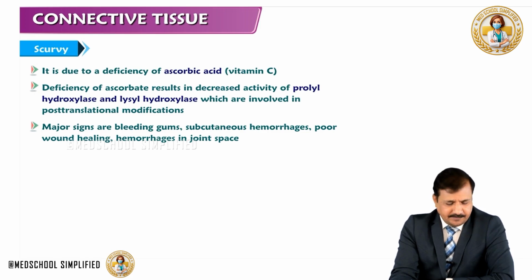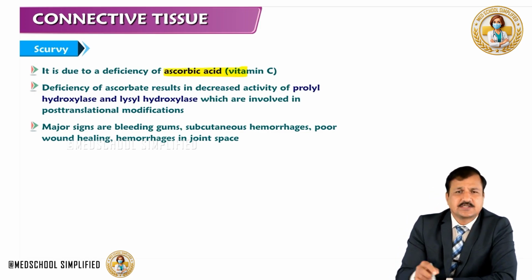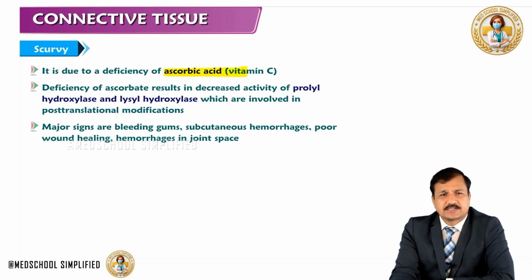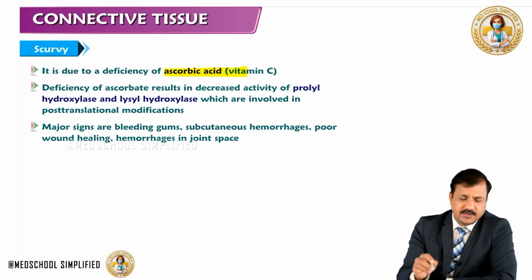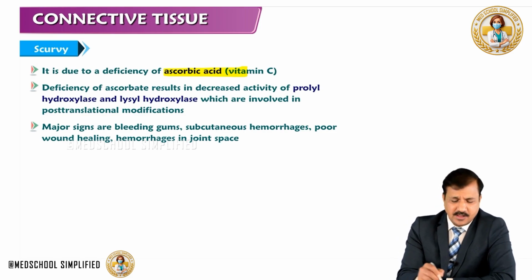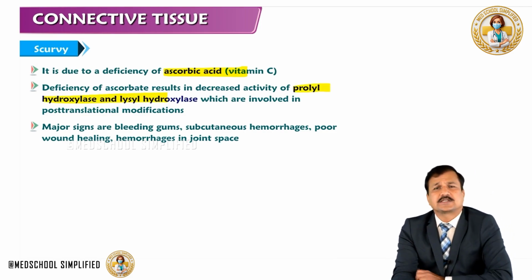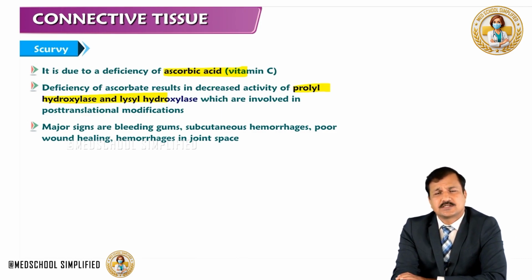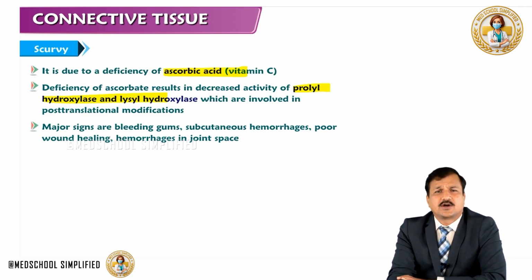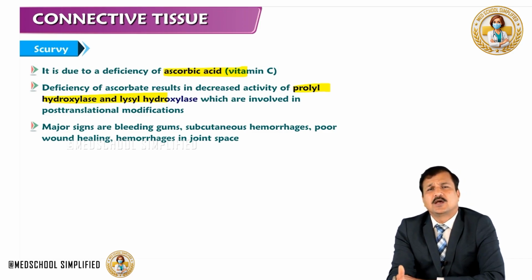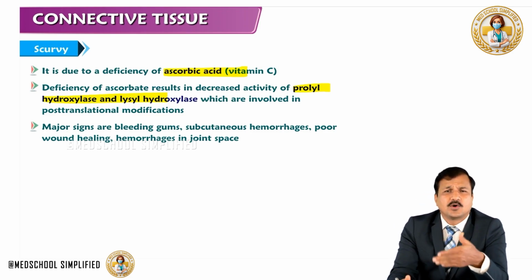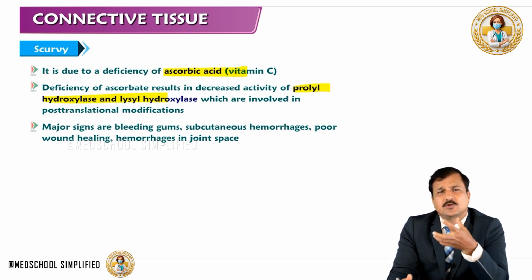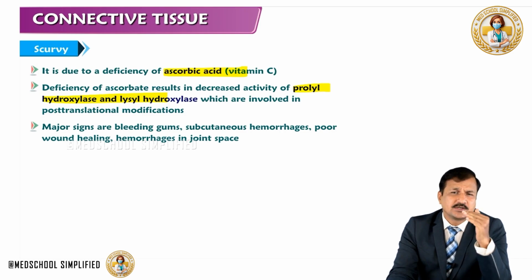Coming to scurvy. Scurvy is because of deficiency of vitamin C, that is ascorbic acid, and deficiency of ascorbic acid will result in decreased activity of prolyl hydroxylase and lysyl hydroxylase. These two enzymes are necessary for introduction of hydroxyl groups to randomly selected proline and lysine residues in a procollagen molecule. Thereby more hydroxyl groups are introduced to make more hydrogen bonds in a triple helix, so that the triple helix is stabilized. So vitamin C is a coenzyme for these two enzymes.